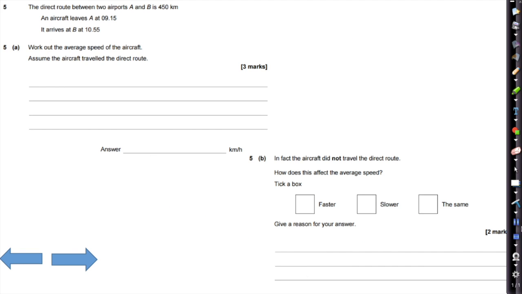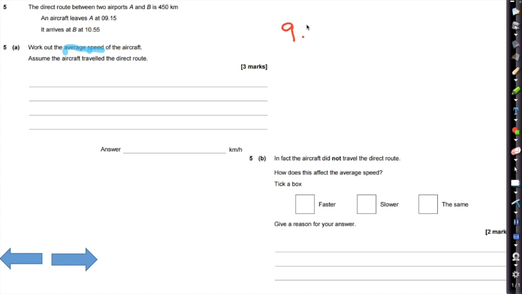Question 5 is looking at a situation with speed given as a clue that we might be looking at speed, distance, time, so speed of the aircraft. The direct route between two airports A and B is 450 kilometers. An aircraft leaves at 9:15, it arrives at B at 10:55.